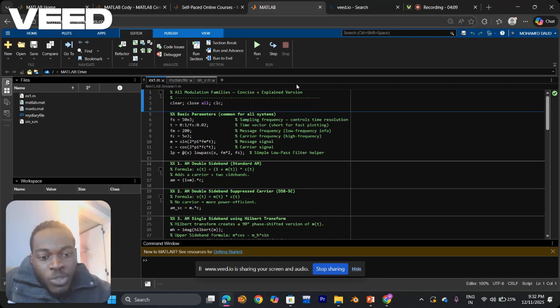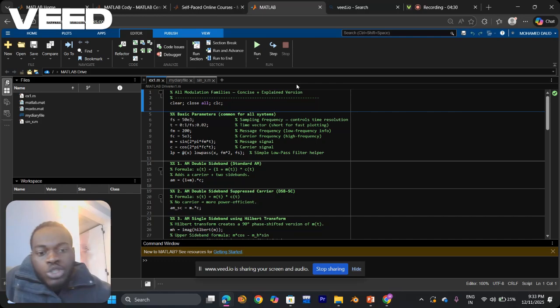So for PM, we directly vary the phase of the carrier using the message signal. With a small phase constant, this is narrowband. Then for the wideband phase modulation, the wideband PM expression is the same, but the larger phase constant produces wider spectral spread.